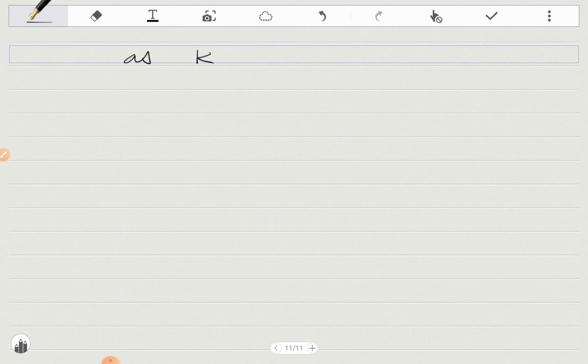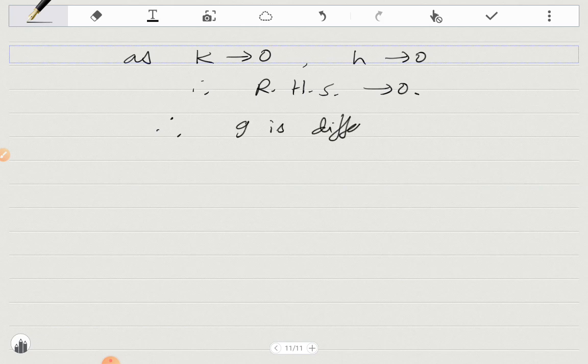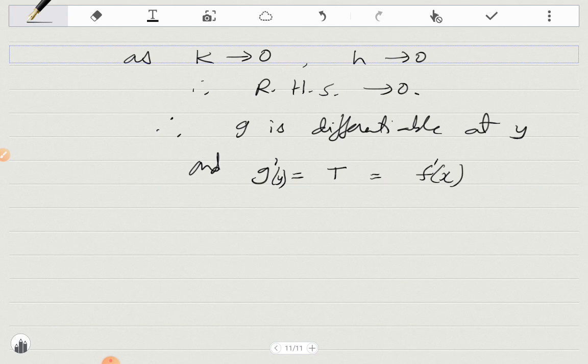As k goes to 0, h goes to 0, therefore the right-hand side will go to 0. Therefore, g is differentiable at y, and g prime is exactly what we started with, t. g prime at y equals t, which equals f prime at x inverse. That's it. So directly from the definition, we have proved that it's differentiable.